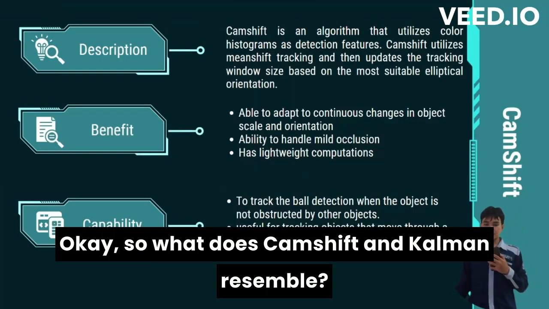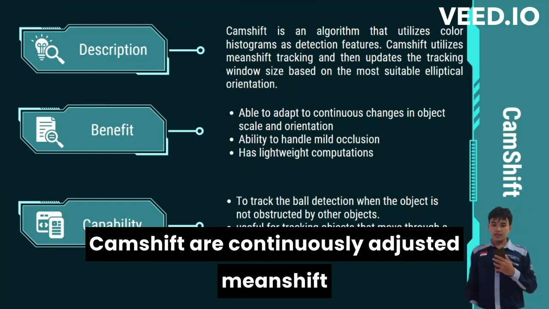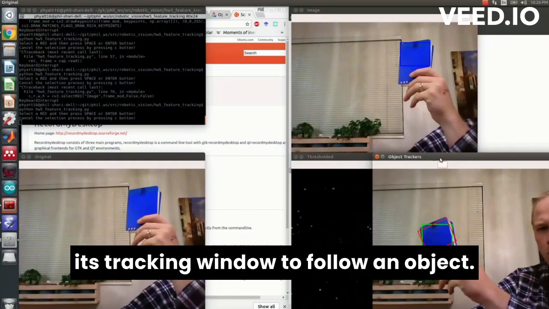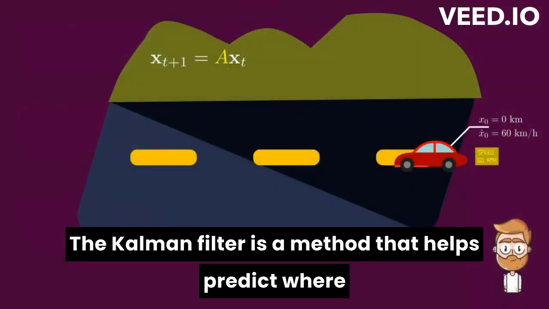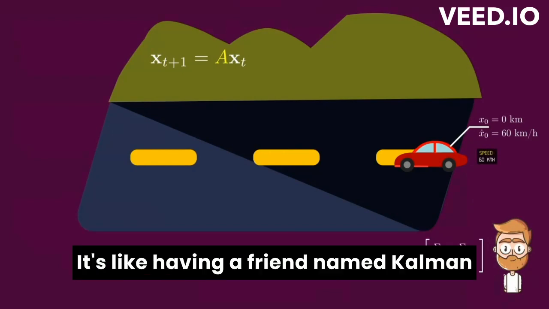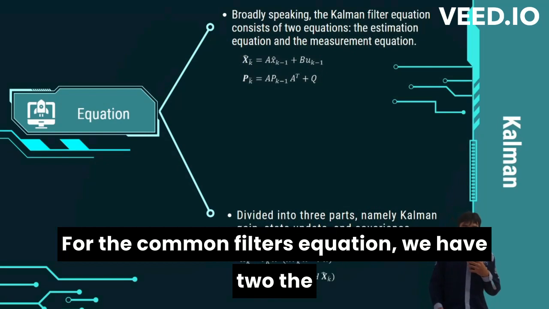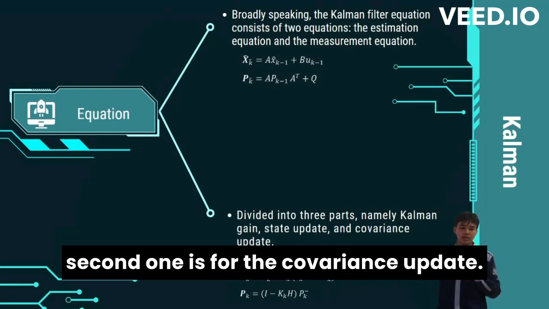Okay, so what are Camshift and Kalman? Camshift, or continuously adaptive mean shift, is a color-based tracking algorithm that adjusts its tracking window to follow an object. And then Kalman. The Kalman filter is a method that helps predict where something will be, even if it's not entirely visible. It's like having a friend named Kalman who's really good at guessing. For the Kalman filter's equations, we have two. The first one is the equation for measurement, and the second one is for the covariance update.